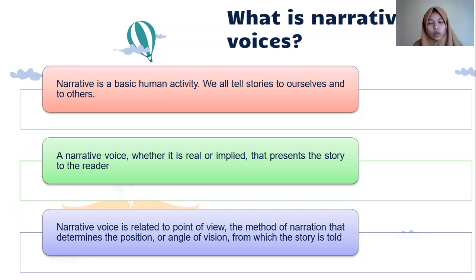Within the narrative, there is also a narrator, or the one who voices the story, known as a narrative voice, whether it is real or implied, that presents the story to the reader. When we are talking about the narrative voice, it is closely related to the point of view, the method of narration that determines the position or angle from which the story is told. In brief, the author is not the same as the narrator, because the author is the real person while the narrator is simply the voice to whom the words of narratives are attributed.